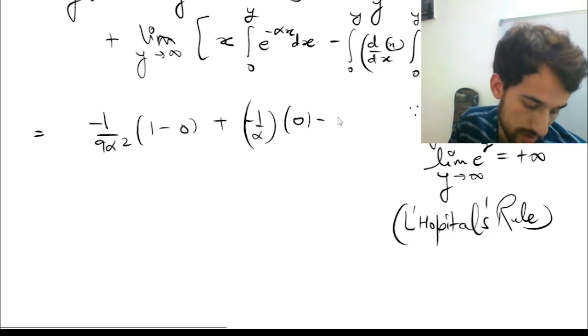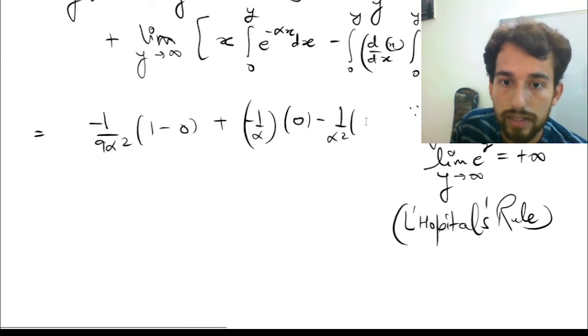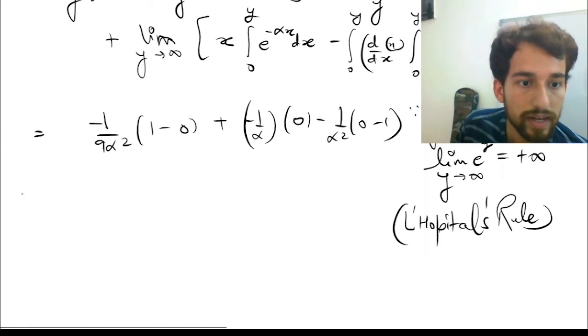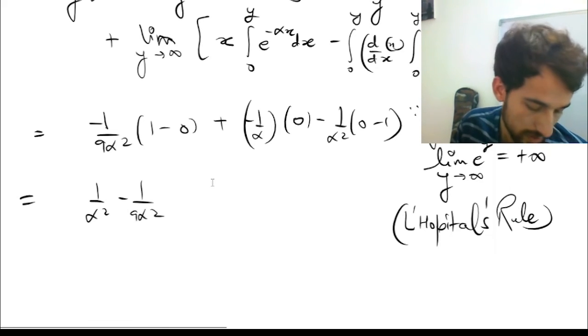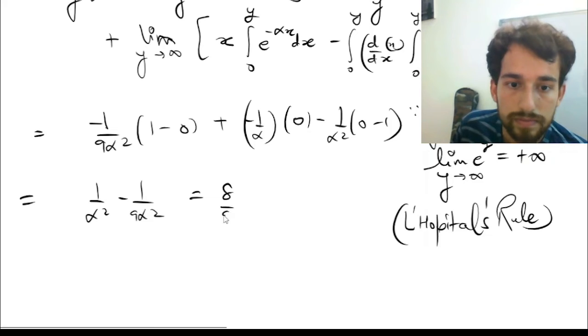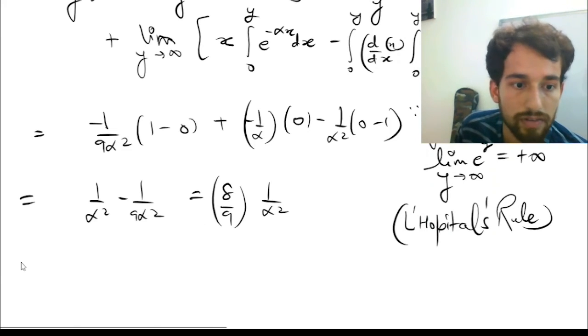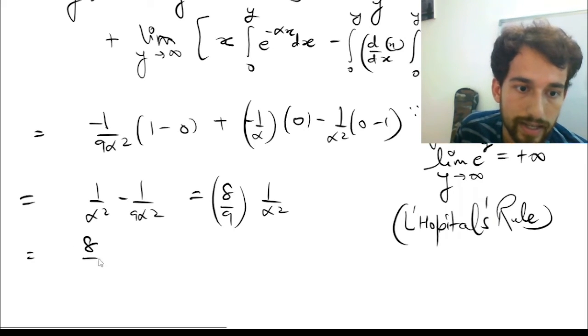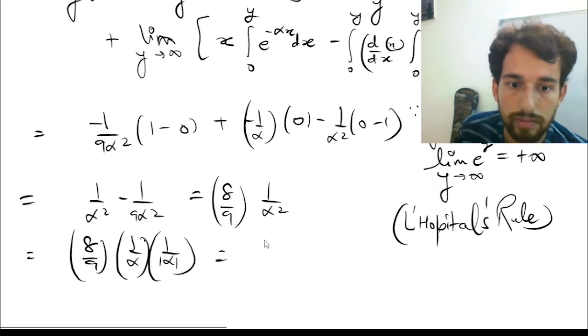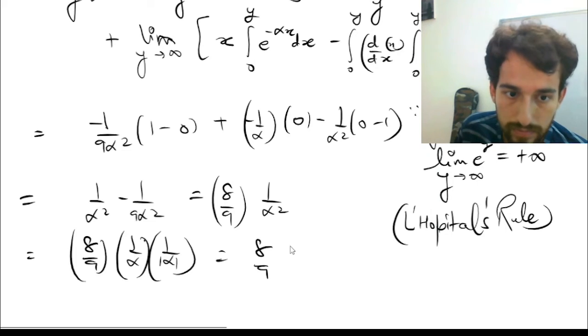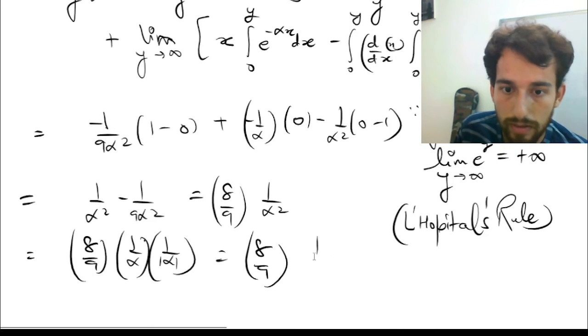Okay, minus 1 by alpha square times 0 minus 1. So while you simplify this, at the end you will be left with this quantity. I'll write it directly for you: 8 by 9 times 1 by alpha square. Because my alpha was positive, I can rewrite it as 1 by alpha times 1 by modulus of alpha, and this will be 8 by 9 times 1 by alpha mod alpha.